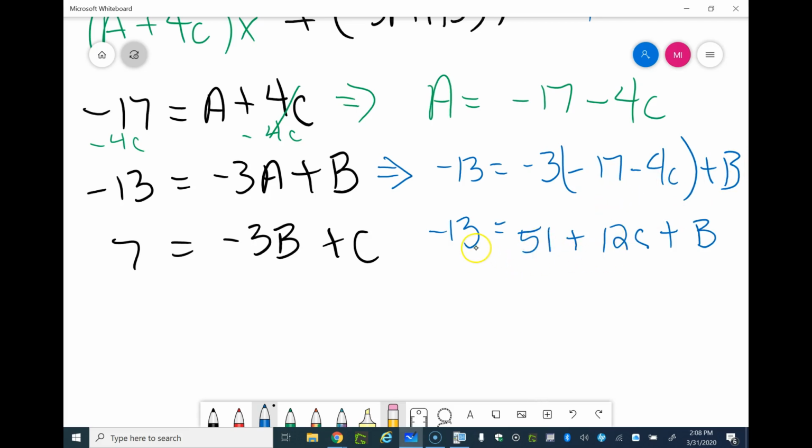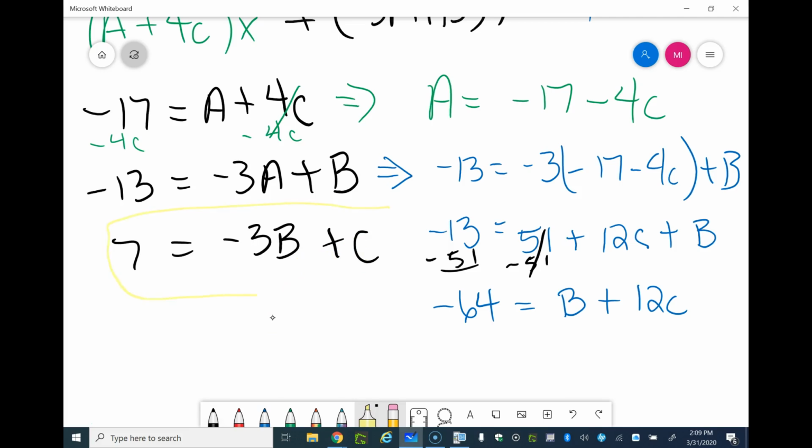So I can combine the 51 over here and bring this over. That's going to leave me with... so all I did was just switch these two around. So I brought this over by subtracting. So minus 51, minus 51. Those cancel, and that gives me this negative 64. And I just switched these two because I want my B to be first and I want my C to be last, so I can join it with this equation here. So these two equations now, I'm going to join together to do the elimination method.